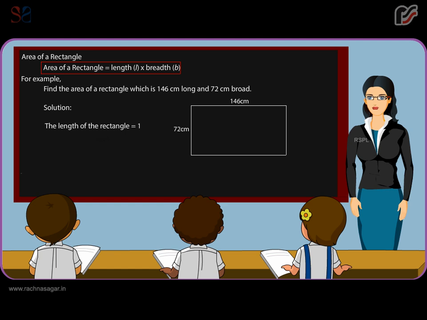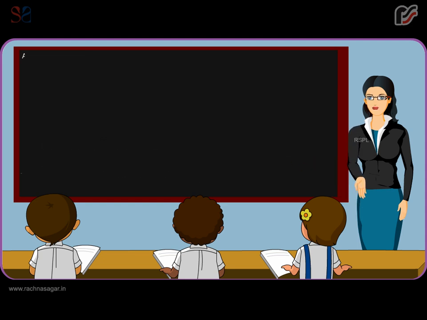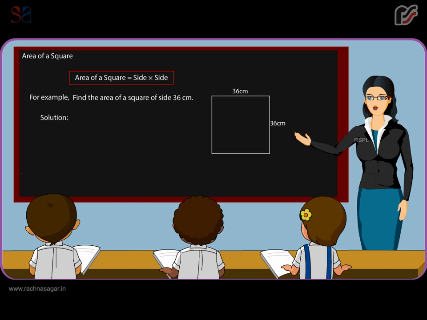The length of the rectangle is equal to 146 centimeter. The breadth of the rectangle is 72 centimeter. So, area of a rectangle is equal to length into breadth is equal to 146 into 72 is equal to 10,512 square centimeter. Area of a square. Area of a square is equal to side into side. For example, find the area of a square of side 36 centimeter. Area of a square is equal to side into side is equal to 36 into 36 is equal to 996 square centimeter.